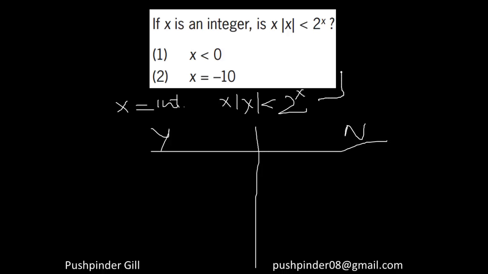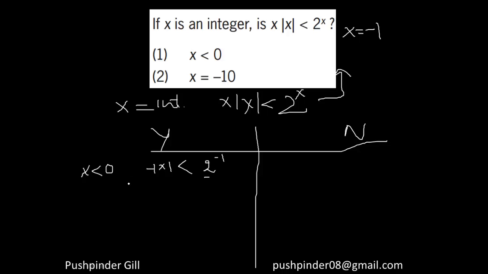So once you're not sure, pick up any value in the world and see whether you're getting a yes or a no. So first statement says x is less than 0. Pick up any negative number. Let's say x is minus 1. So if x is equal to minus 1, if I put it here, it is going to give me minus 1 into modulus of 1, that is 1, and 2 to the power minus 1. So which one is greater? Definitely this value is greater. So I'm getting a yes.